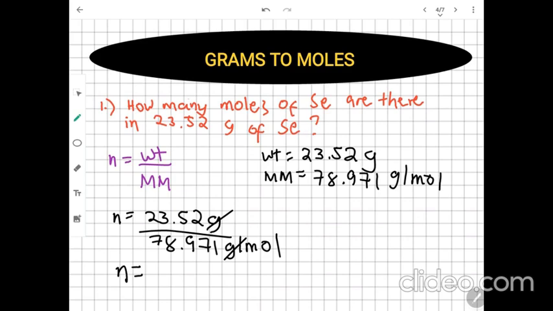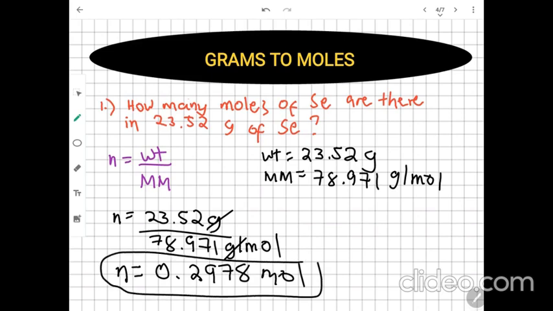Here, let's divide 23.52 by 78.971. That is equal to 0.2978, and the unit is mole. Take note, always put a unit. If there is no unit, it is wrong. Okay?